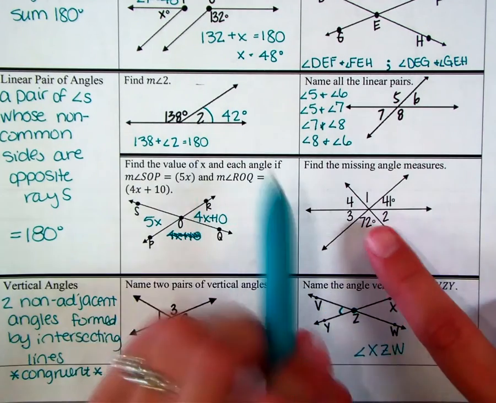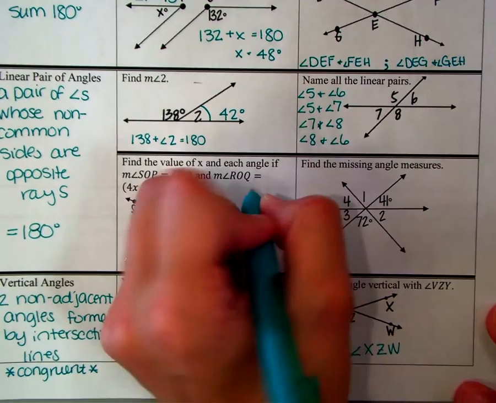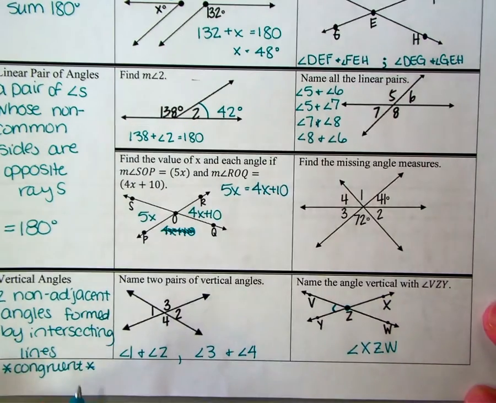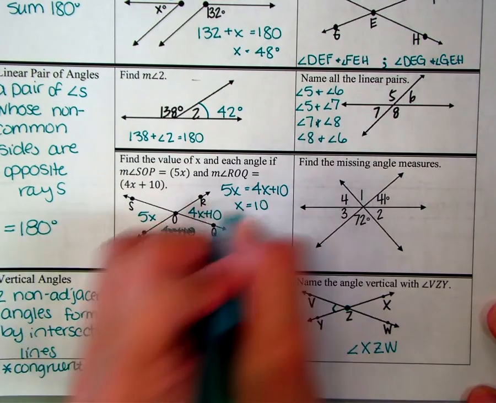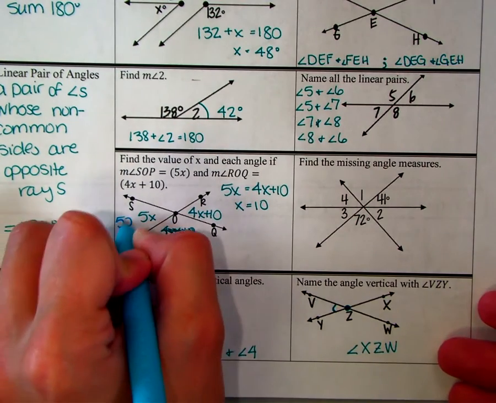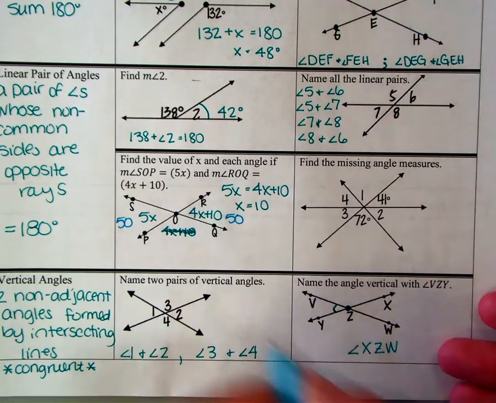So let's look over here. So 5x and 4x plus 10 are vertical, which means they're equal to each other, which means if we solve, x is 10. Which means that we've got 50 and we've got 50.